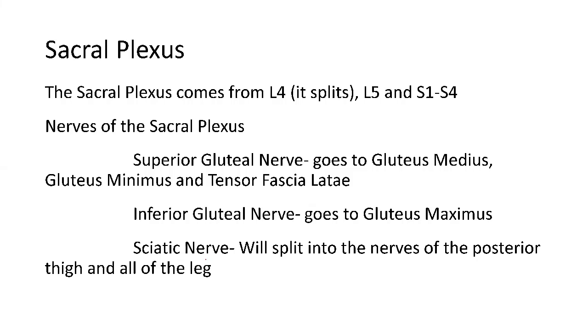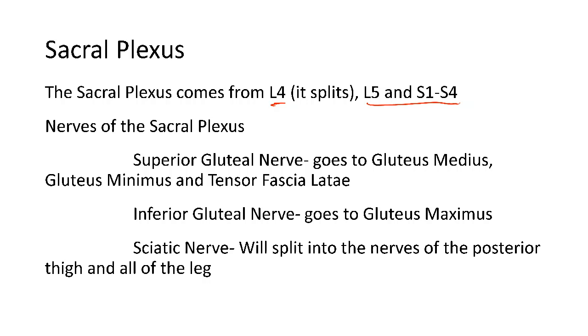Then we have the sacral plexus. The sacral plexus comes also from L4. Basically, L4 does a Y split. So half of it goes to the lumbar plexus, half of it goes to the sacral plexus, and then it comes down through S4. There is a picture of this in your lab book. You are not responsible for labeling the whole thing. What you need to know about the sacral plexus is, again, we have three named nerves.